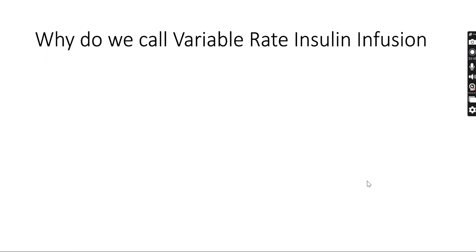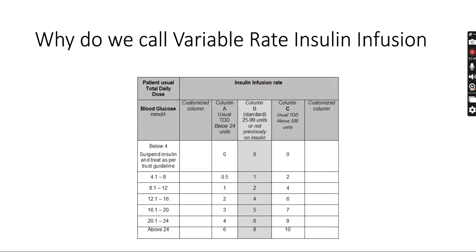We call it variable rate insulin infusion because we adjust the rate of insulin infusion according to the hourly monitoring of blood glucose level. This is the usual chart we use in daily life. It has column A, column B, column C. For example, blood glucose 5, we will give 0.5 unit of insulin. Glucose 24, if we are using column C, we give 8 units per hour. Sometimes glucose is out of range, 30, 35, something like that. We can add an additional column by +2 or +4. It depends, but that usually needs discussion with a senior member or colleagues.